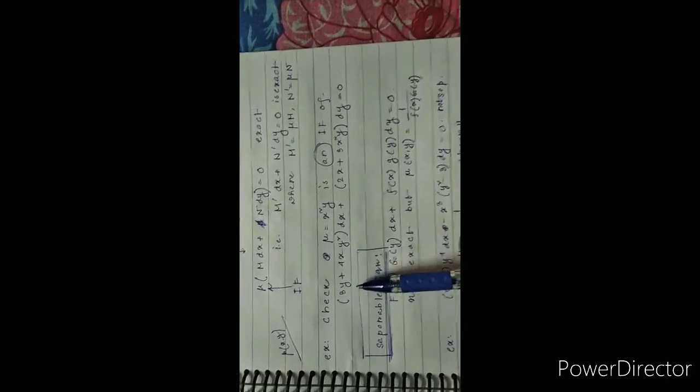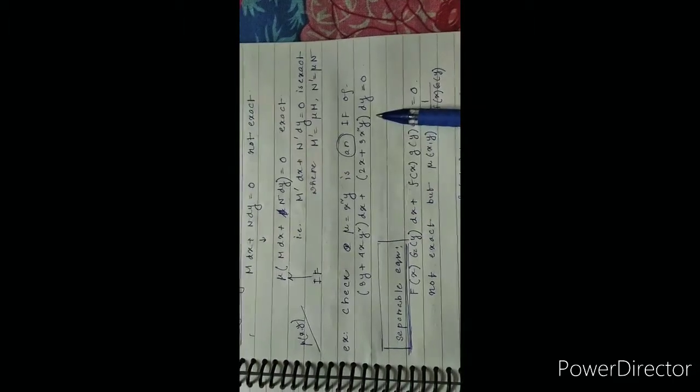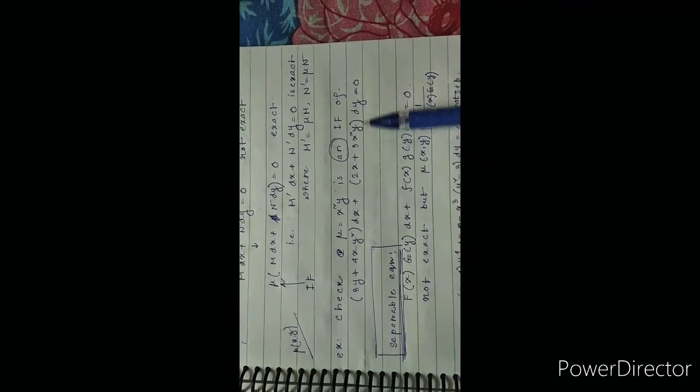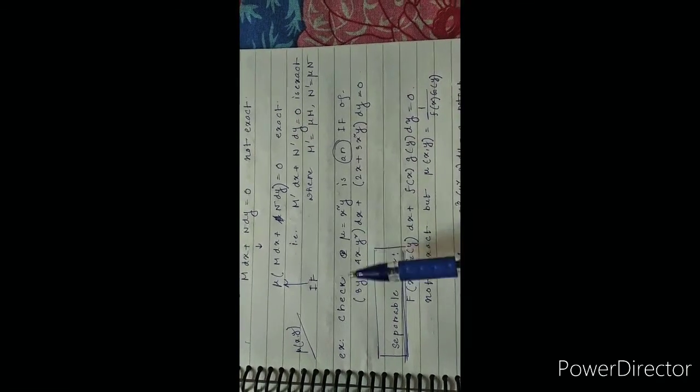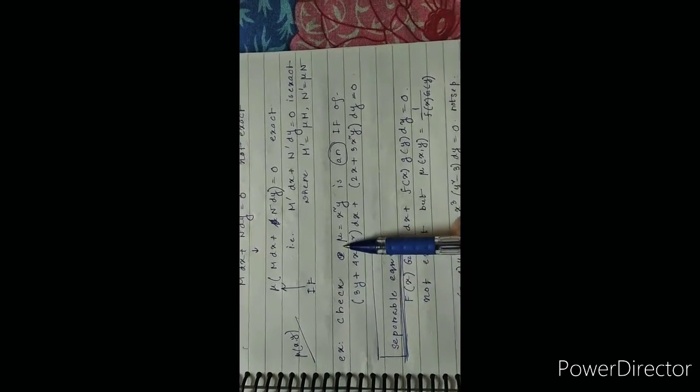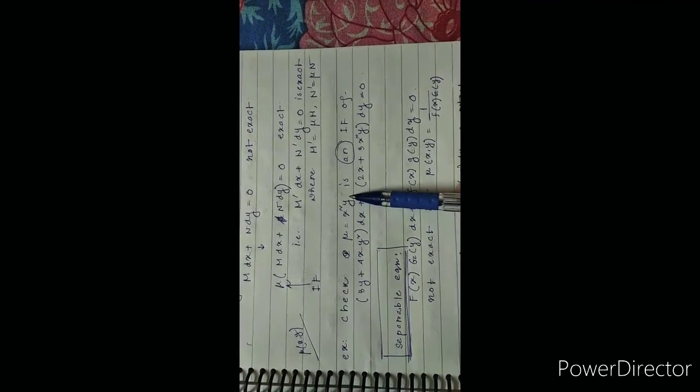So consider an example. Let us consider this expression. You can check at once that this equation is not exact. This is M, this is N. You can check whether del M del y and del N del x are equal, and you will see that they are not equal. But you can check that mu equals x square y is an integrating factor of this equation.